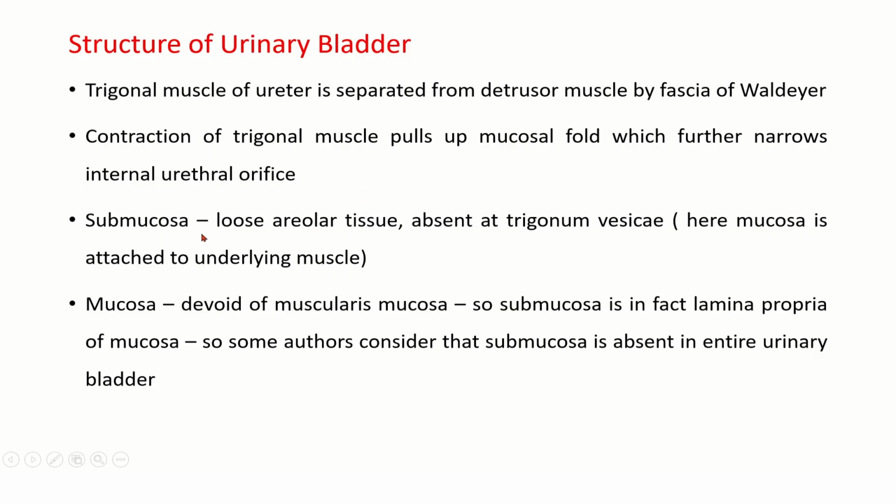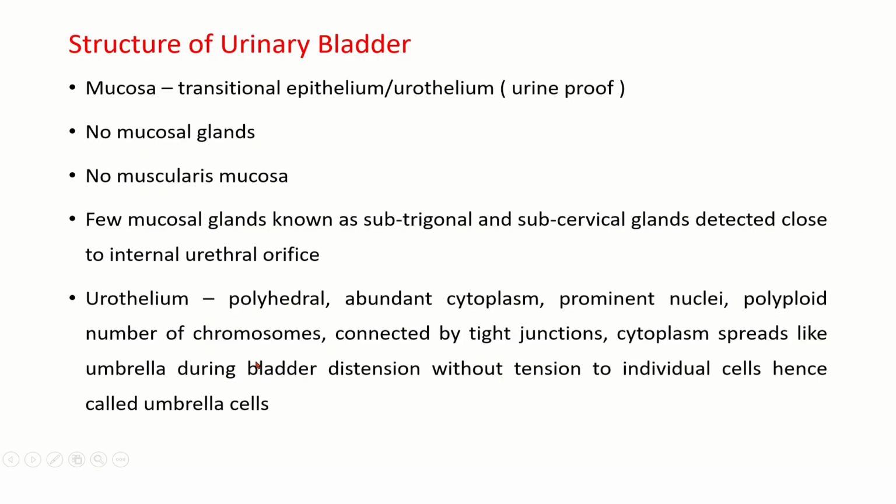The submucosa is the loose tissue. It is absent at the trigonum vesicae. So here the mucosa is attached to the underlying muscle. The mucosa is actually devoid of muscularis mucosa. So submucosa is in fact the lamina propria of the mucosa. So some authors consider that submucosa is absent in the entire urinary bladder.